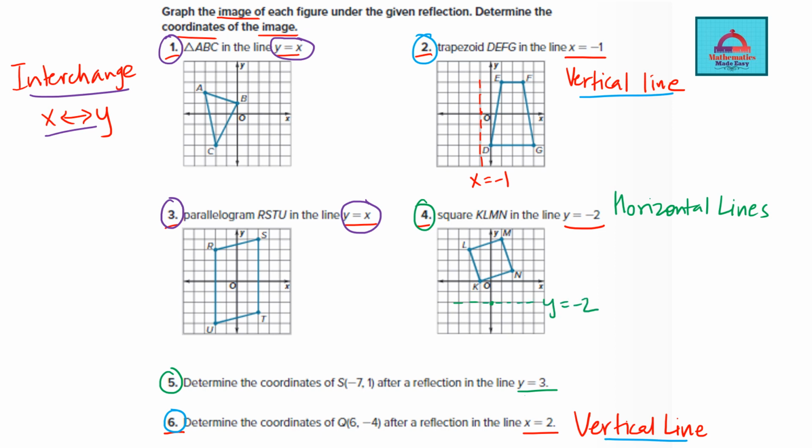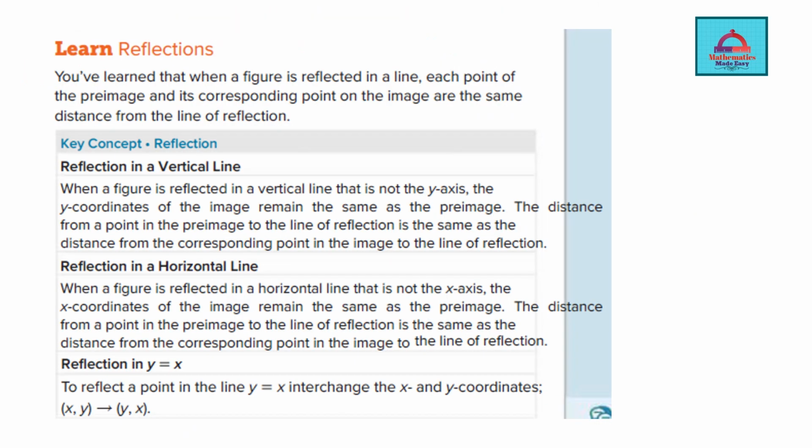So let's now go to the next slide and understand the key concept for today's video, which will help us to solve all of these questions, where we see 3 types of reflection. The key concept that will help you to solve the questions in today's video is reflection. There are 3 kinds of reflection. Number 1, which is about the vertical line. Number 2, which is about the horizontal line. And number 3, which is about the line y equal to x.